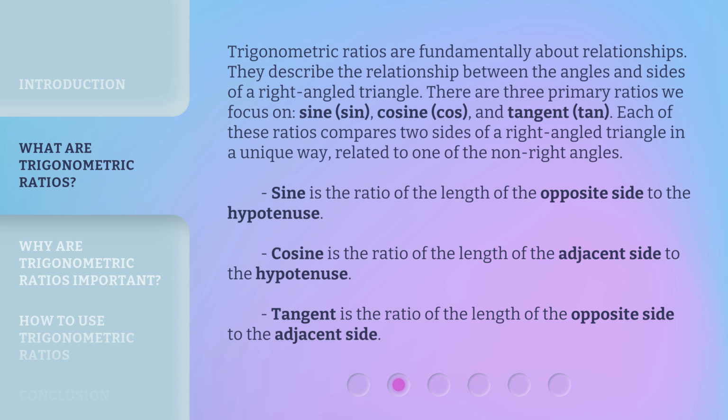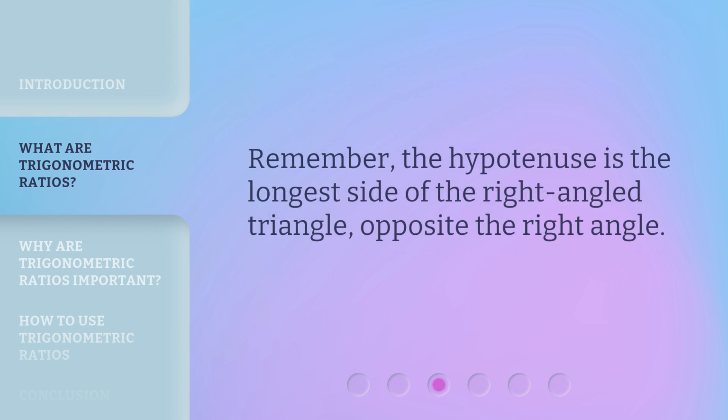Cosine is the ratio of the length of the adjacent side to the hypotenuse. Tangent is the ratio of the length of the opposite side to the adjacent side. Remember, the hypotenuse is the longest side of the right-angled triangle, opposite the right angle.